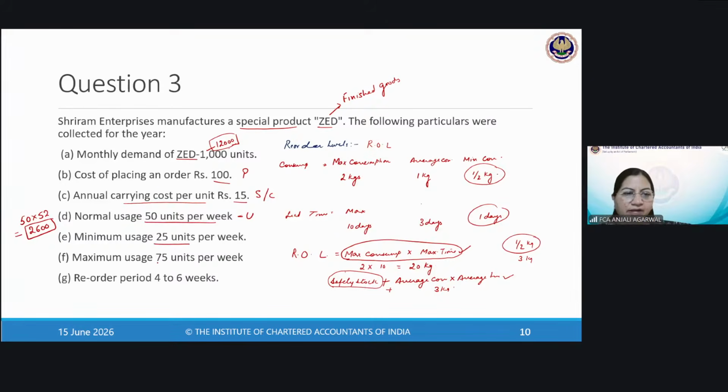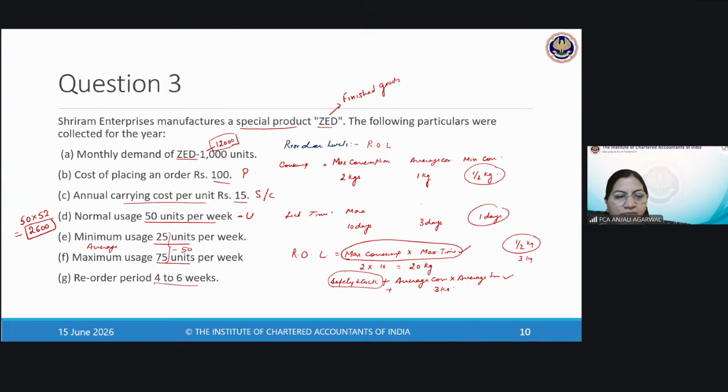Maximum usage 75, minimum usage 25, reorder point 4 to 6 weeks. Right? So this means that reorder here, minimum is given, maximum is given, 25 and 75. So we can always calculate the average, which will lie in between 25 and 75. So 25 plus 75 is 100. 100 divided by 2 is 50. This becomes our average usage.